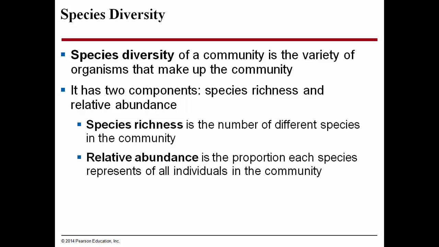Species diversity of a community is the variety of organisms that make up the community. It has two components: species richness and relative abundance. Species richness is the number of different species in the community, and relative abundance is the proportion each species represents of all individuals in the community. We're going to look at these both together as species diversity, or the Shannon Species Diversity Index, in the coming pages here.